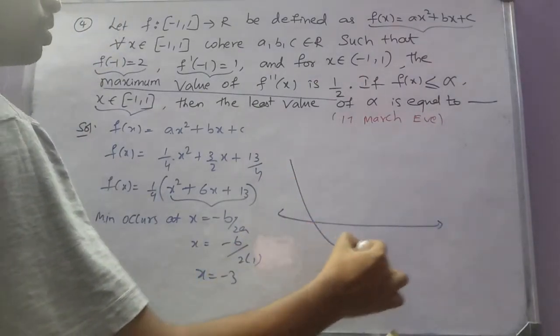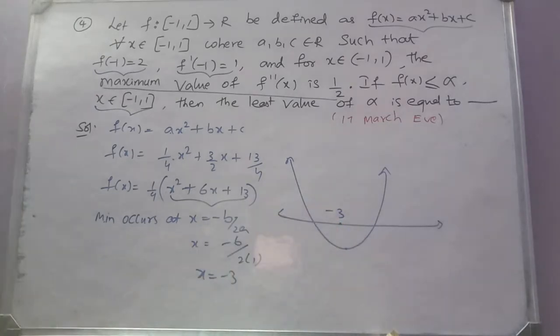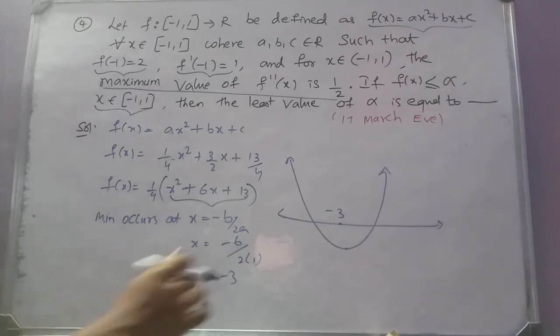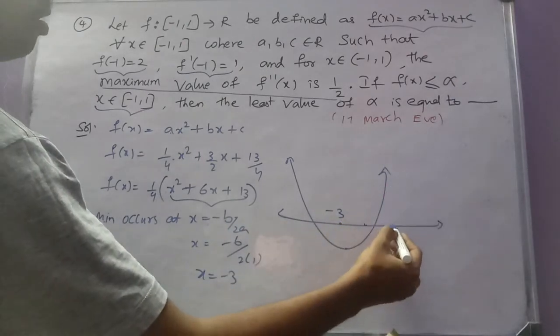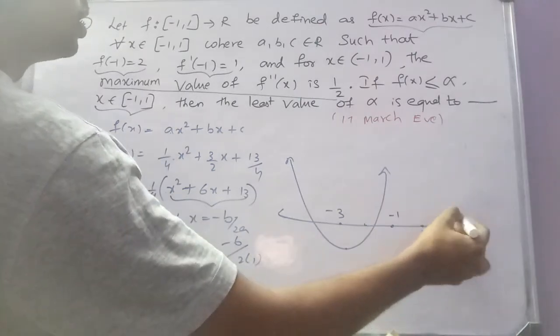The graph is like this. The minimum occurs at x is equal to minus 3. So clearly somewhere minus 2 will come, I don't know. This is minus 1, this is 0, and this is plus 1.